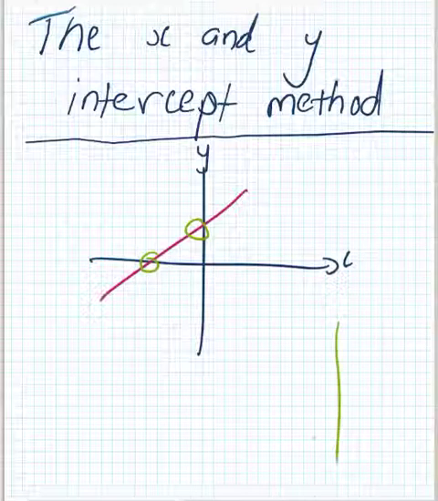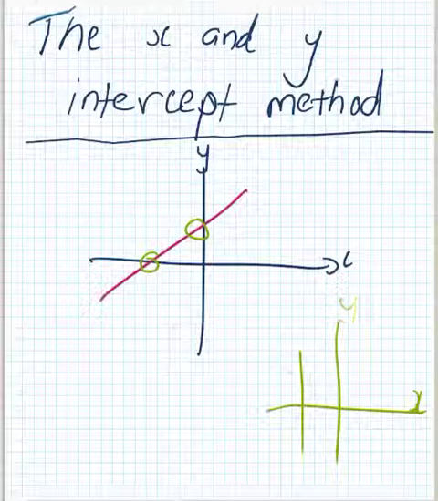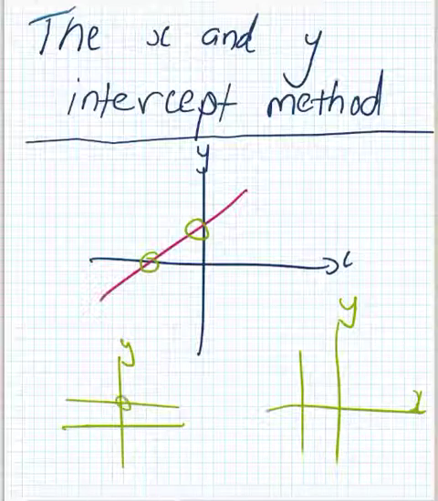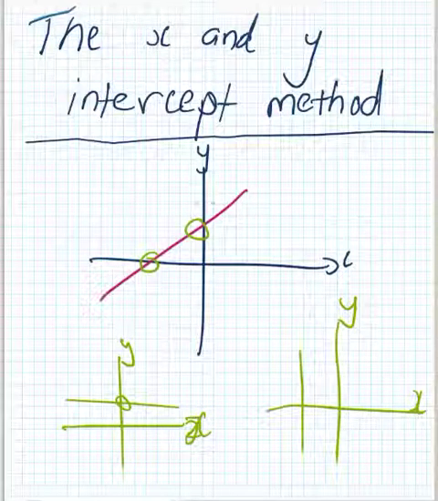Sometimes it can have one, where it's passing only through the x-axis, and that's an undefined gradient. We can also have one passing just through the y-axis, and that's our zero gradient. But it is possible to have two intercepts. So when we have linear equations with one intercept, they're pretty straightforward to graph.